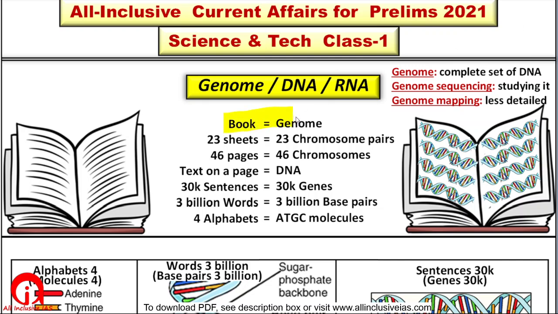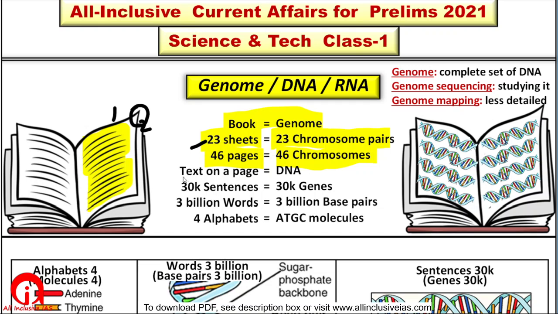Genome is like a book which has 23 sheets of paper. Each sheet of paper has two sides, that is, it has two pages, front and back. Similarly, in this book of 23 sheets or 23 chromosome pairs, there are 46 pages or 46 chromosomes in the human DNA.